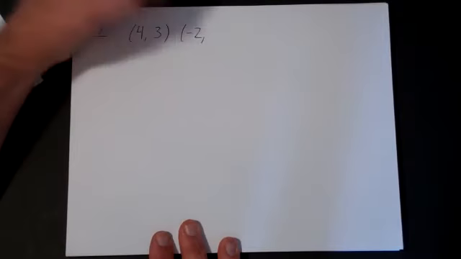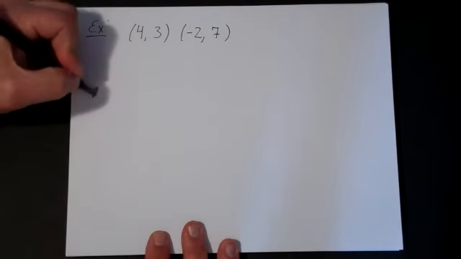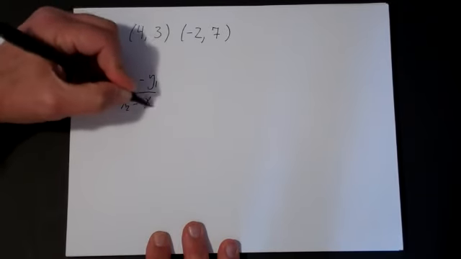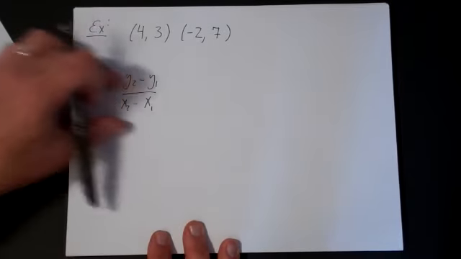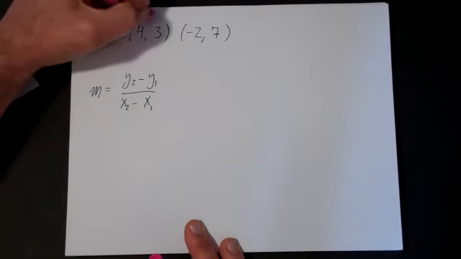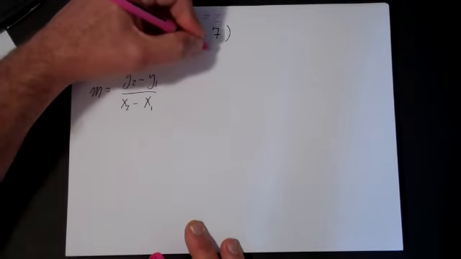Let's do another example. Let's find the slope of the line given the points 4, 3, minus 2, 7. The slope formula: y2 minus y1 over x2 minus x1. Anytime you're learning a new formula the first time, it's good to write down the formula the first few times. Let's label them. Let's call this point number 1, point number 2. So that's x1, y1, and x2, y2.